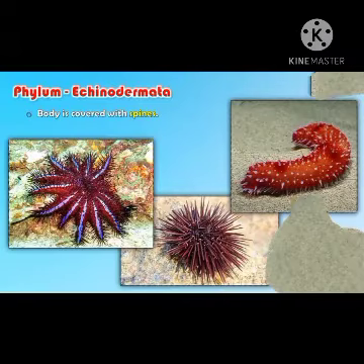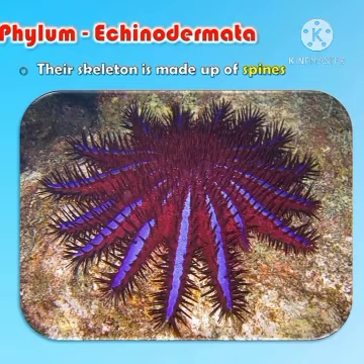Now let's study phylum Echinodermata. Echino means thorny. Derma means skin. The meaning of the phylum name is spiny skin. The body of these animals is covered with spines.